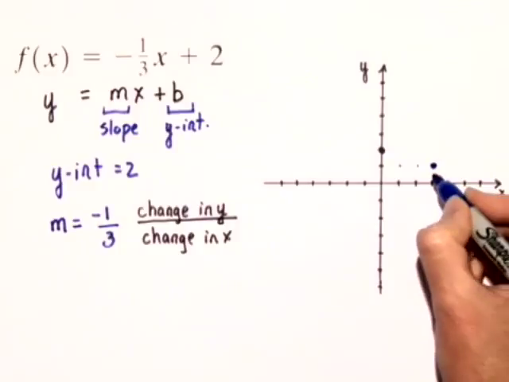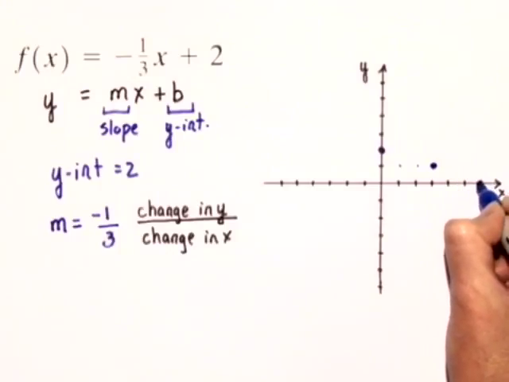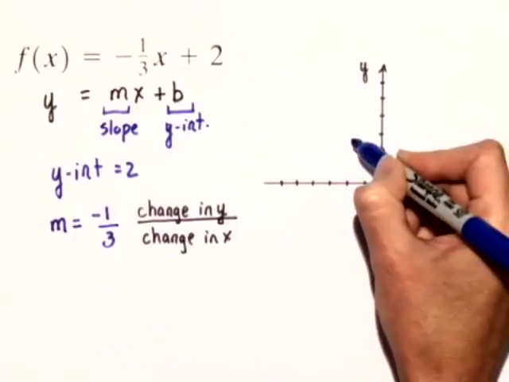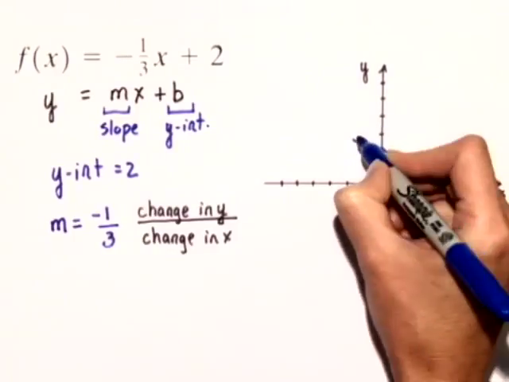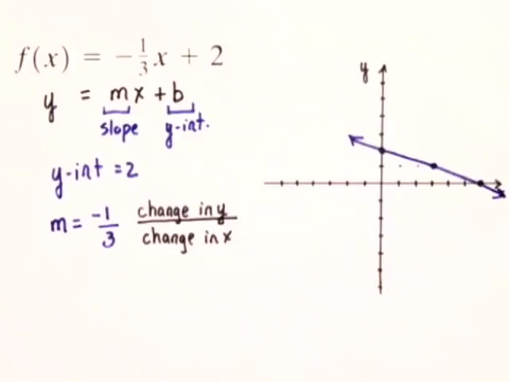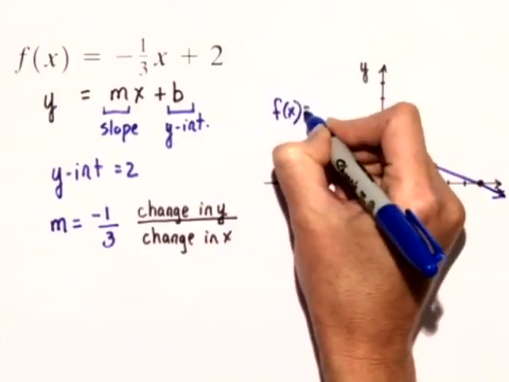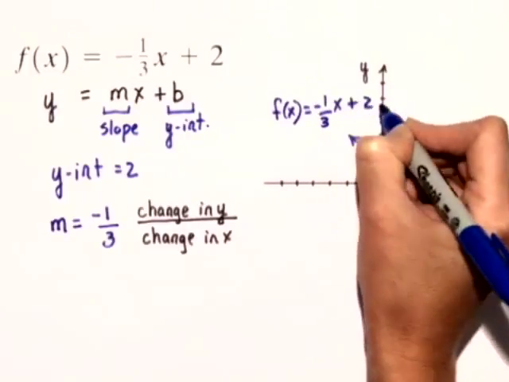I can do that as many times as I want. I can go down 1 in the y-axis direction and over 3 in the x direction. And then I can connect these points. And this is the graph of f of x equals negative 1/3 x plus 2.